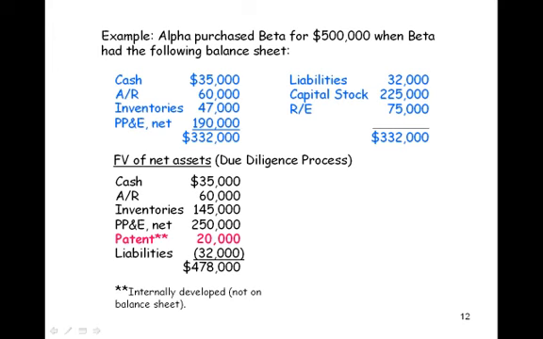Notice the value of the inventory. The explanation might be that Beta used LIFO and had very old layers of costs, whereas the physical items are listed at their current fair value.